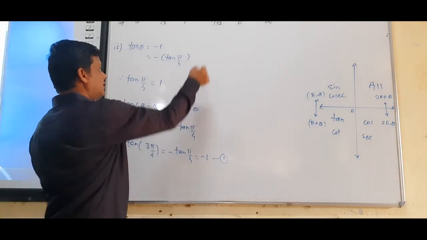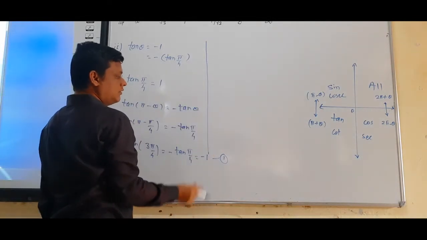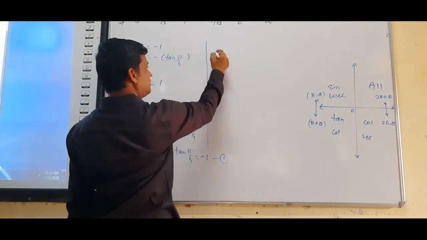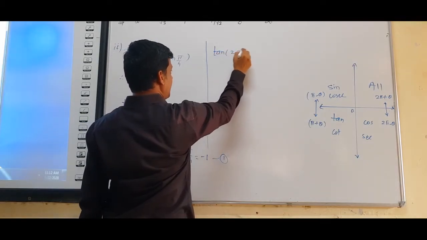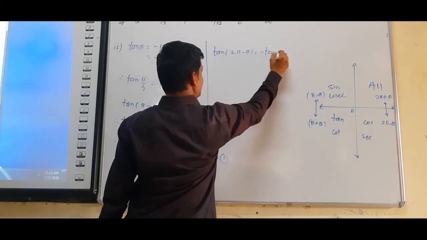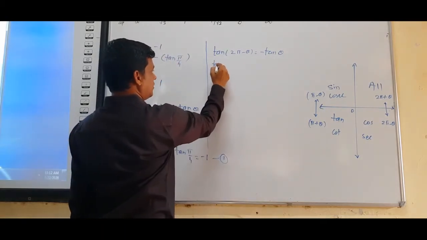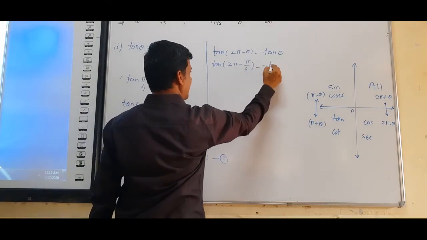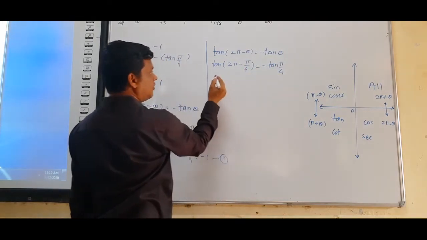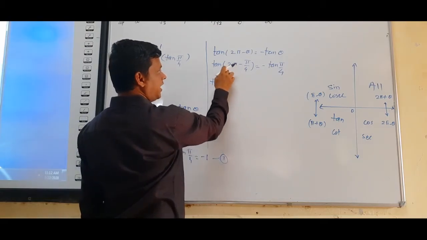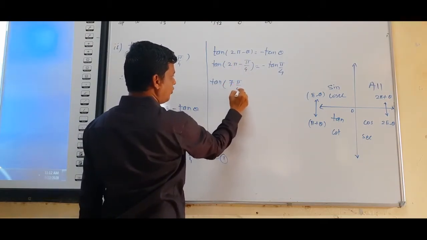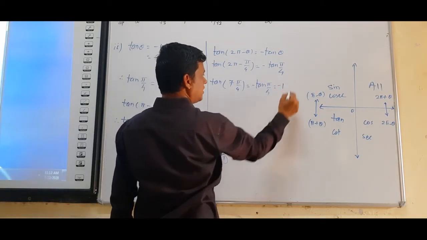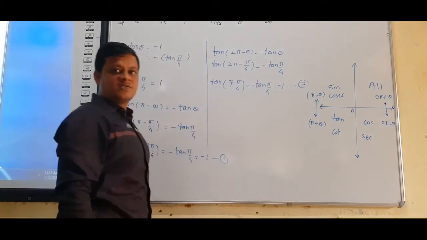Now we have to find the second value. For that we have to apply the formula for the fourth quadrant. So the formula for the fourth quadrant is tan(2 pi minus theta) is equal to minus tan theta. So replace the value of theta by pi by 4: minus tan pi by 4. Now after cross multiplying we get 8 pi minus pi, that is 7 pi by 4, is equal to minus tan pi by 4, which is equal to minus 1. Denote this as equation number 2.